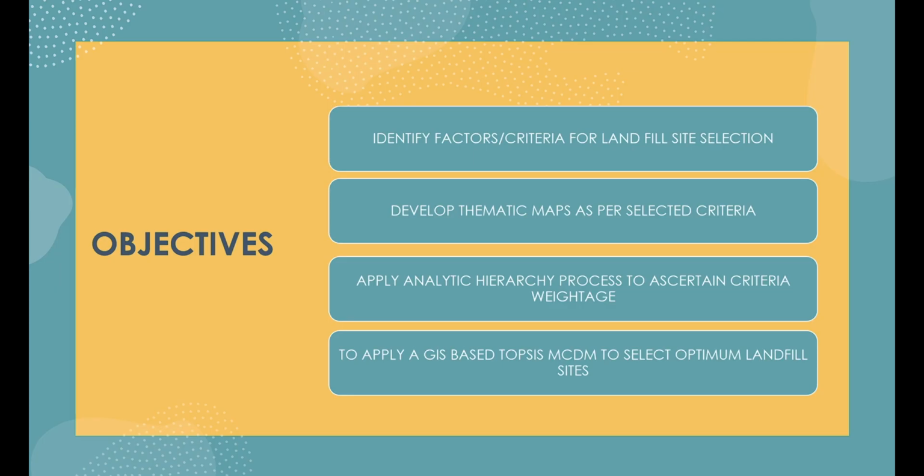The objectives in this study are: first, to identify factors or criteria for landfill site selection. Second, to develop thematic layers as per the selected criteria. Third, to apply the Analytical Hierarchy Process, which is an MCDM method, to determine the criteria weightage. Fourth, to apply the GIS-based TOPSIS approach to select optimum landfill sites by using relative ranking.